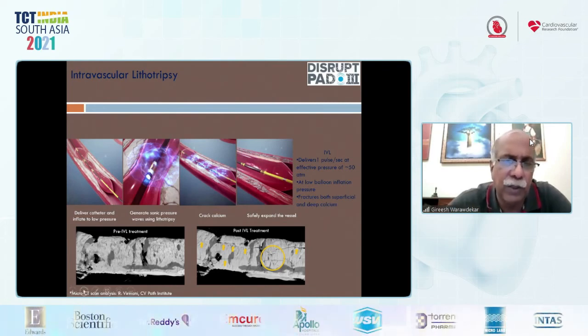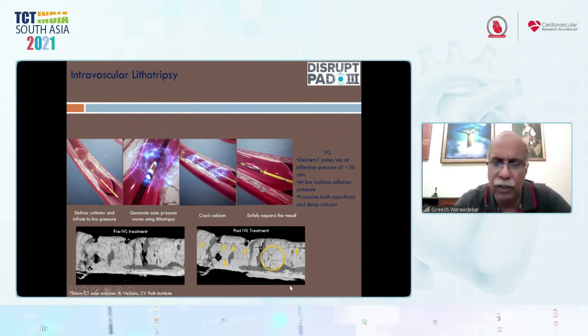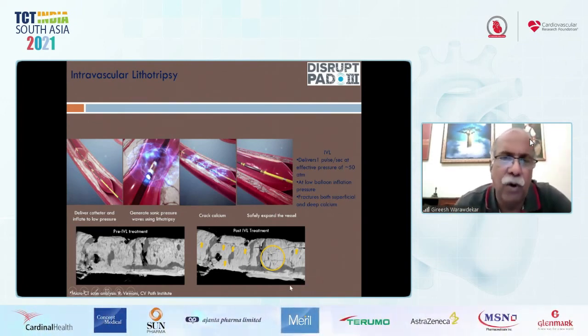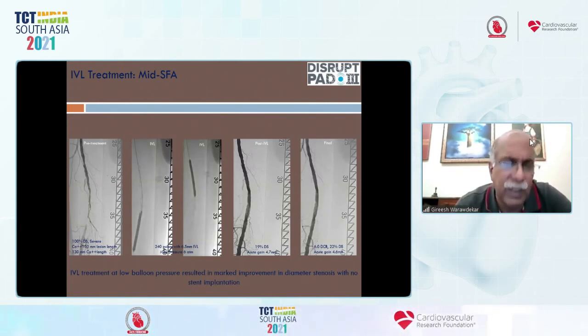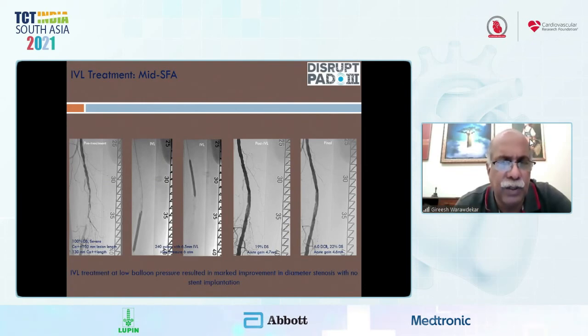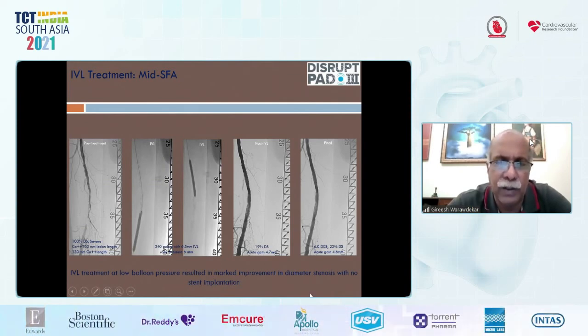And this is what the picture looks like before, and this is what the picture looks like after. You can see the cracks develop within the calcium, and it gives a better compliance for the vessel and opens it up. An example of this is in this patient, the distal SFA. We've managed to cross. We've balloon dilated it. Thereafter, we've used the intravascular lithotripsy. And if you see here, without the need for a stent, we've got an excellent result.